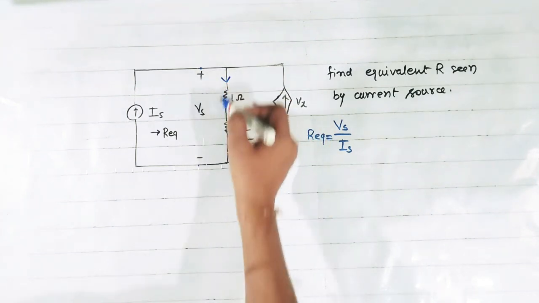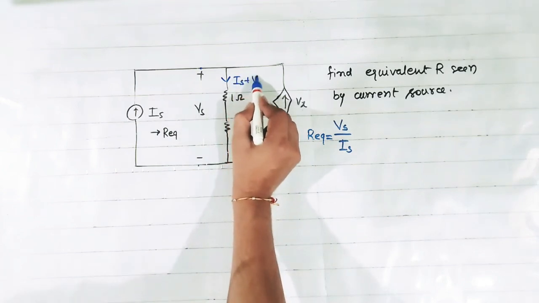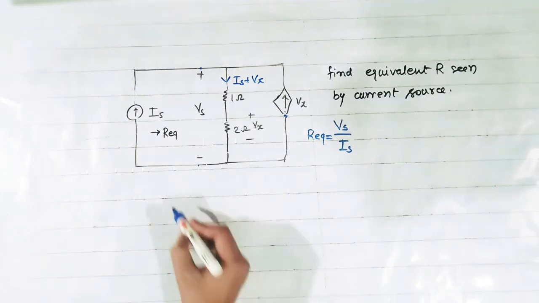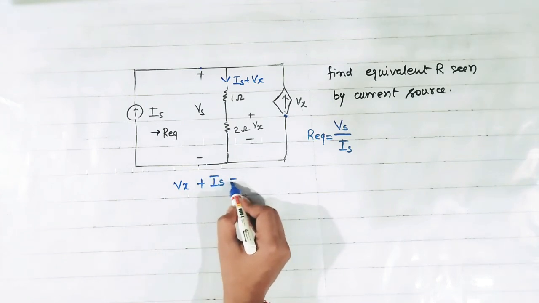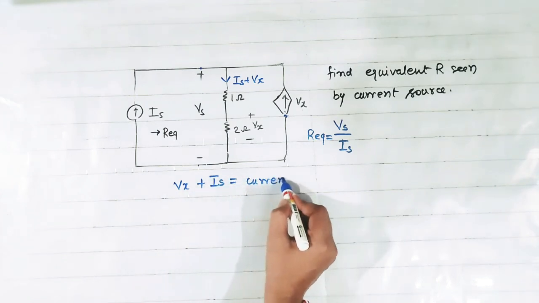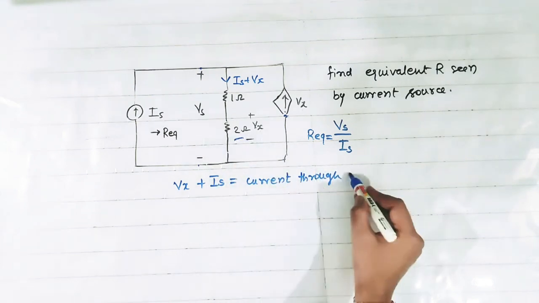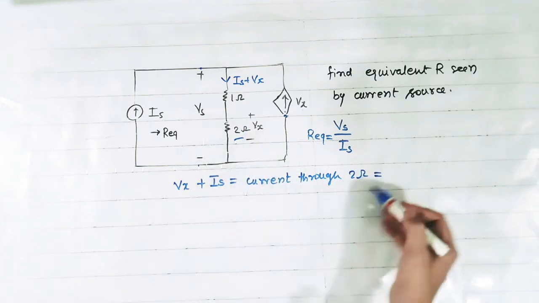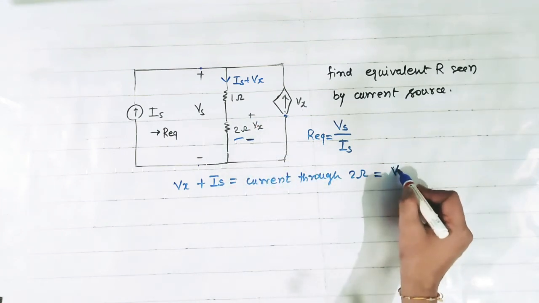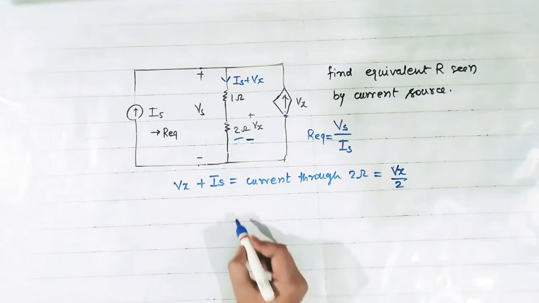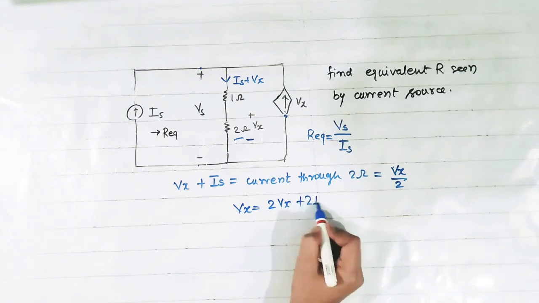So now what is the current in this branch? That is the sum of this Is and Vx. So it is equal to Is plus Vx. Now Vx plus Is is equal to the current through this 2 ohm resistance. And what is the current through this 2 ohm? It is also equal to V by R, because the voltage across this 2 ohm is Vx. So Vx by 2. From this we can write Vx is equal to 2Vx plus 2Is.